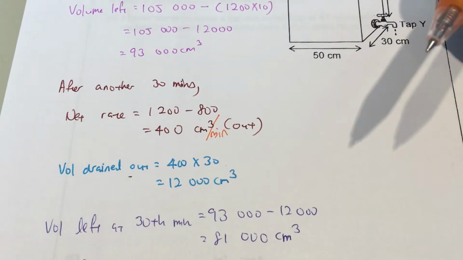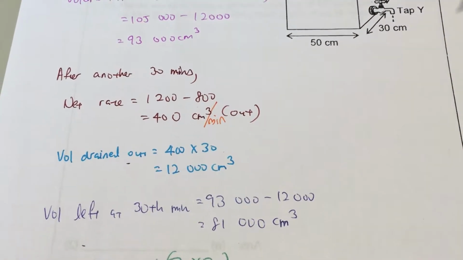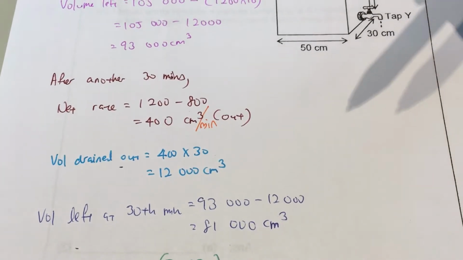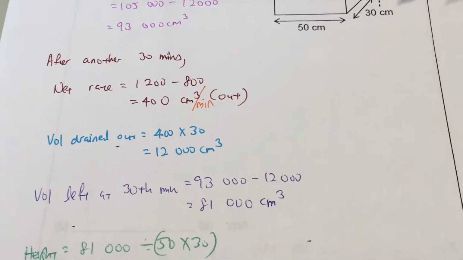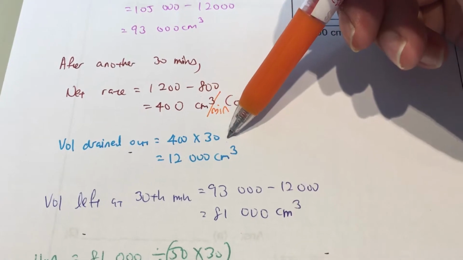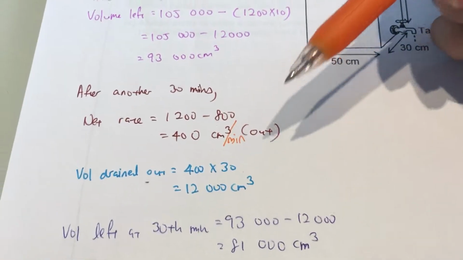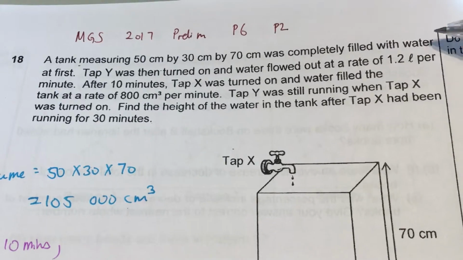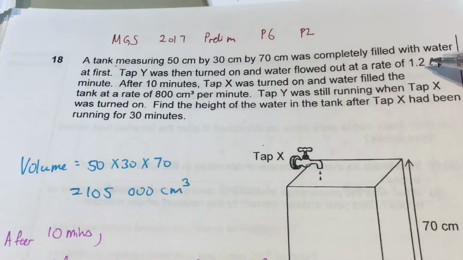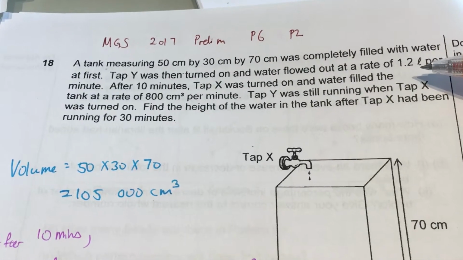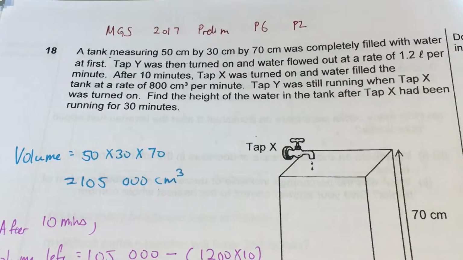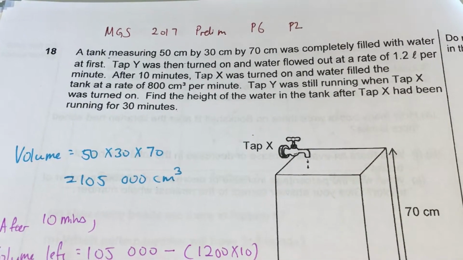It's the same as what you learn in speed. To find distance, you need to take speed times time. So to find the volume flowing out or flowing in, you'll be taking the rate, which is like the speed, times the time. So it's the same thing. Again, take note of the units, which is very important. Liters in this case: if you want to do everything in cm cube, please change this 1.2 liters to 1200 cm cube, which also requires you to know that 1 liter is equal to 1000 cm cube.